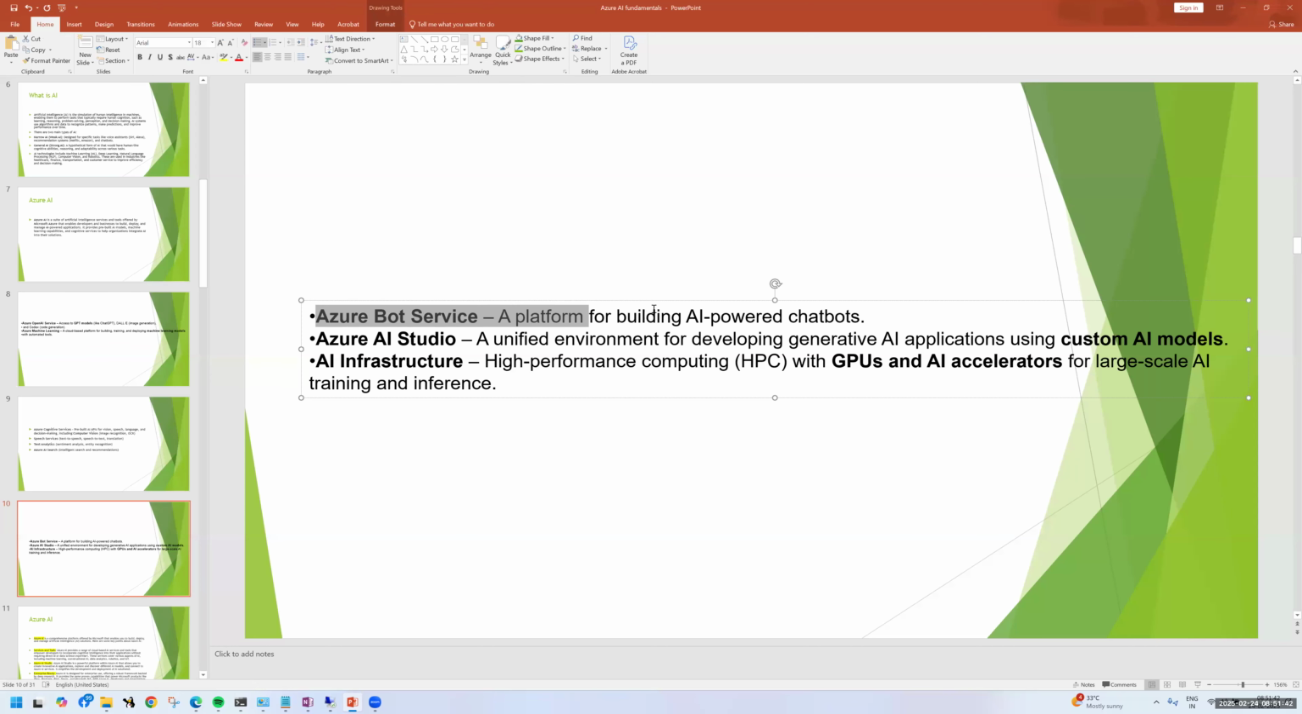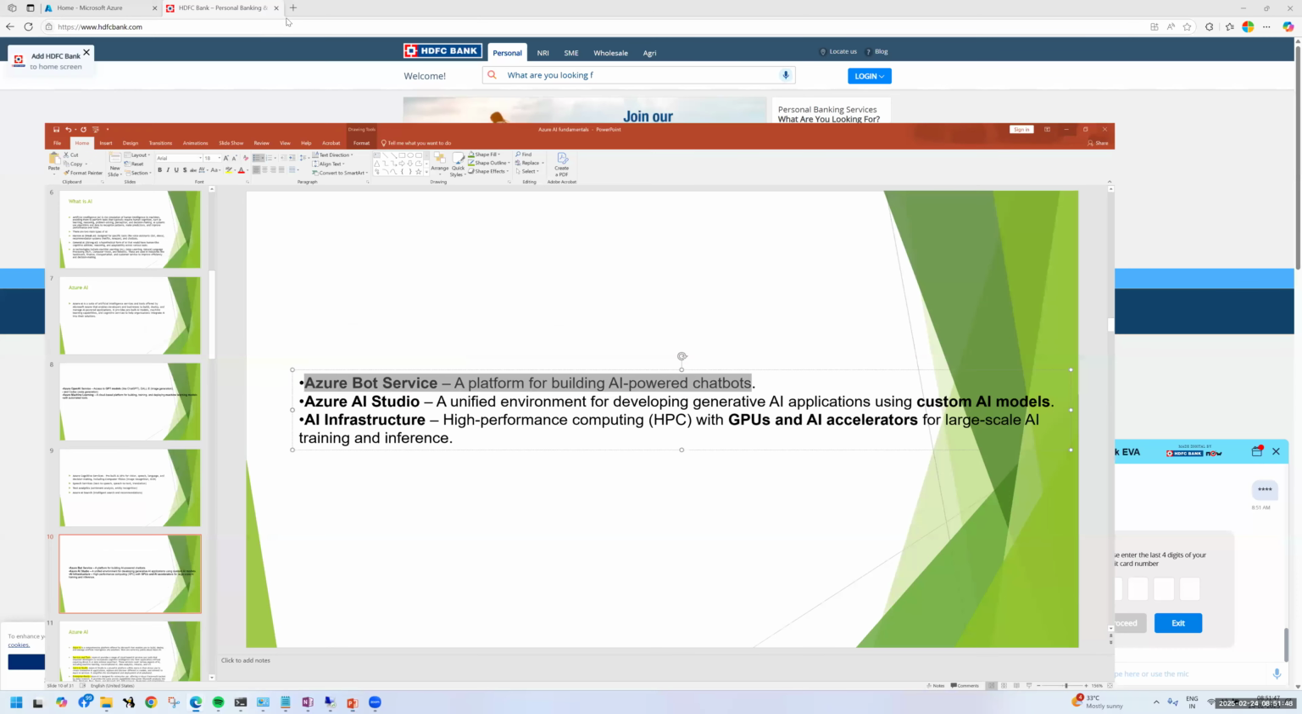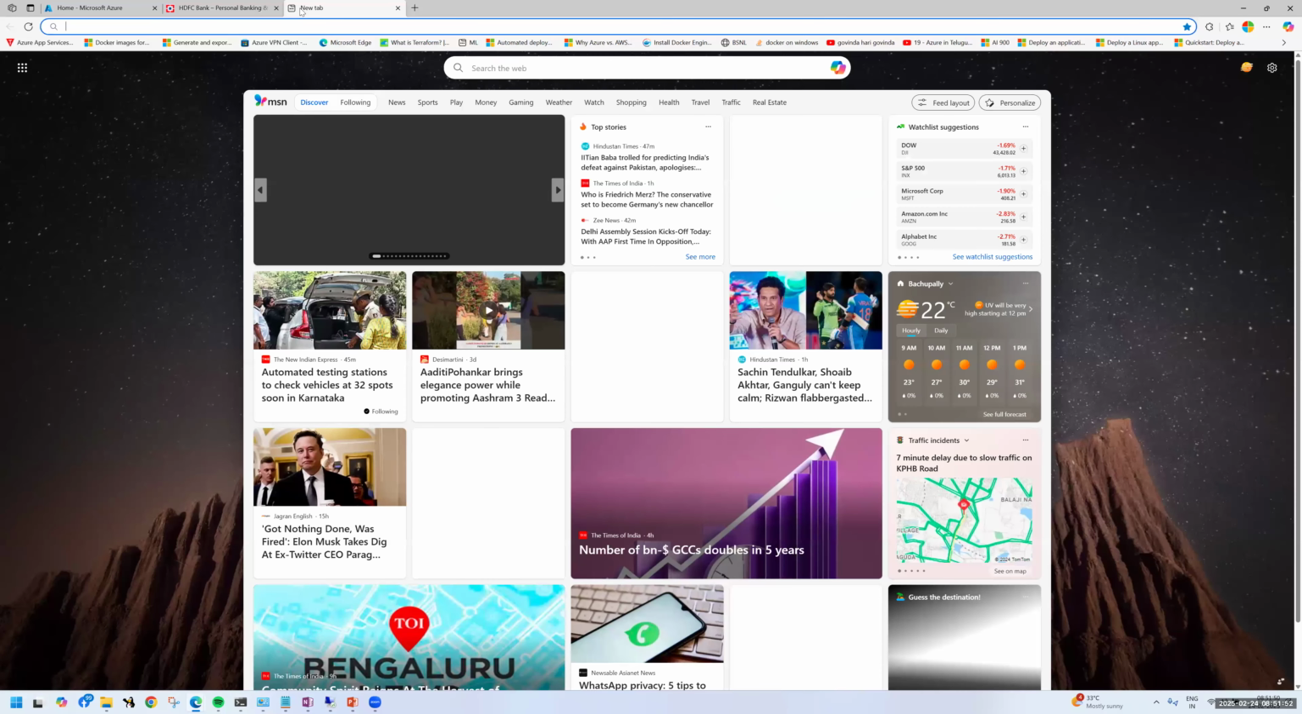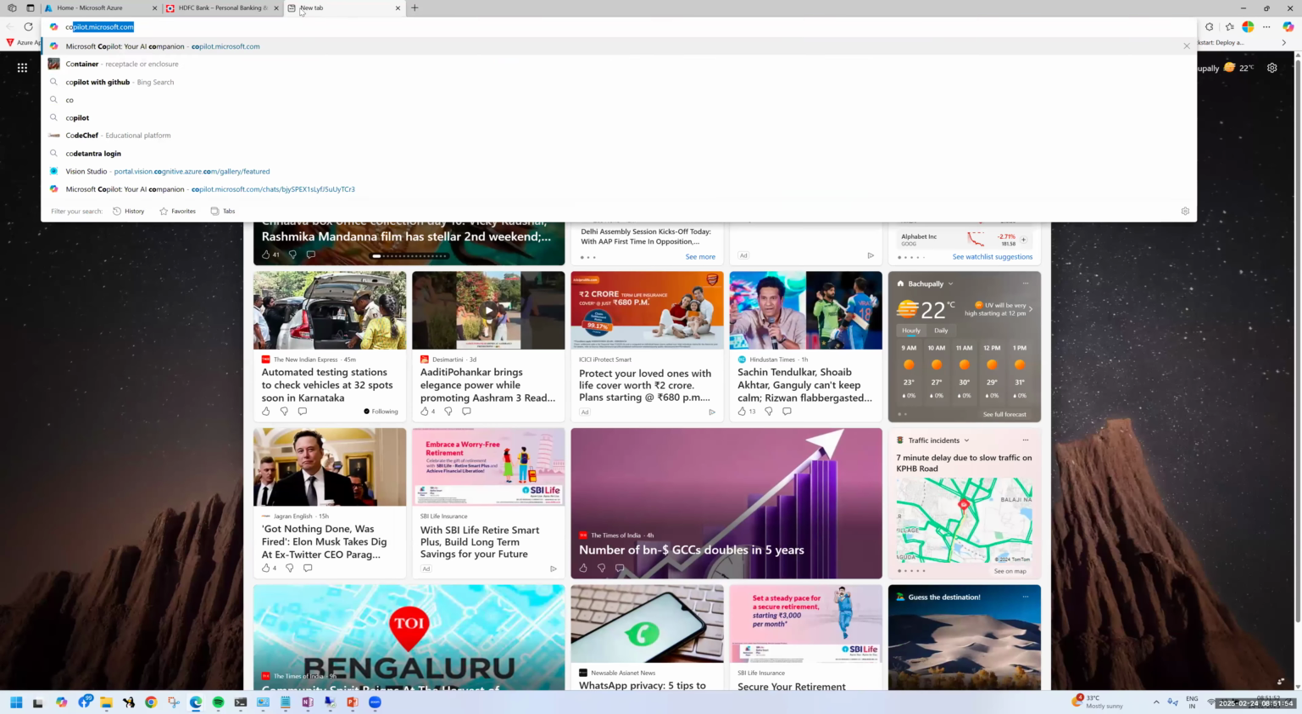Chatbot service: a platform for building AI-powered chatbots. Okay, so Copilot is the chatbot tool, guys. Copilot is the chatbot. Copilot.microsoft.com. This is the AI chatbot from Microsoft.